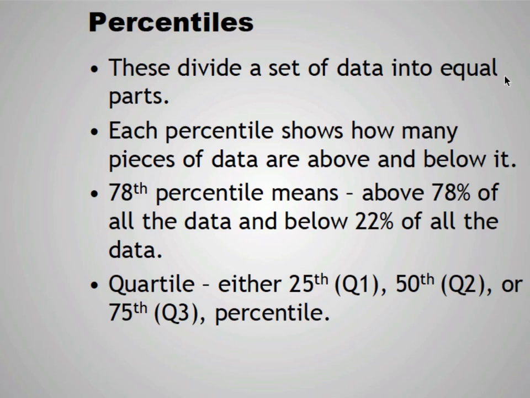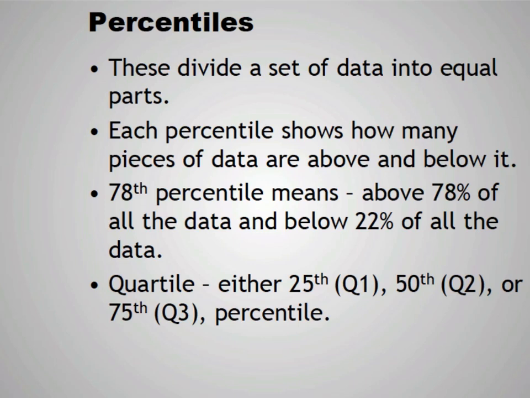One other thing that we can talk about is a percentile. Percentiles divide a set of data into equal parts. Each percentile shows how many pieces of data are above and below it, or what percent of data is above and below it. So for example, the 78th percentile means that piece of data would be above 78% of all the data and below 22% of all the data.